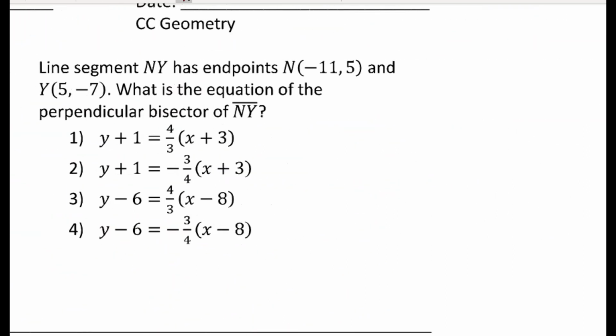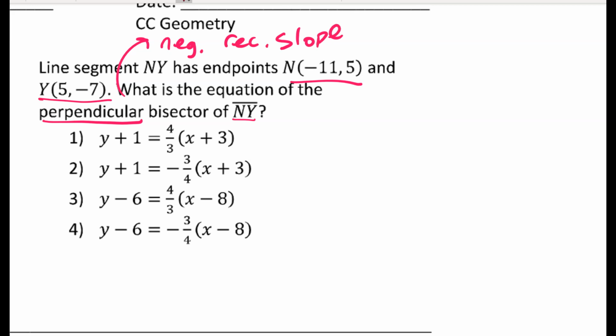For number 2, line segment NY has endpoints (-11, 5) and (5, -7). What is the equation of the perpendicular bisector of NY? Well, for the perpendicular bisector, you need 2 things. In order for it to be perpendicular, you need to have a negative reciprocal slope. And to be a bisector, it needs to cut it in half. So you need to know what the midpoint is, because it's going to go straight through the midpoint.